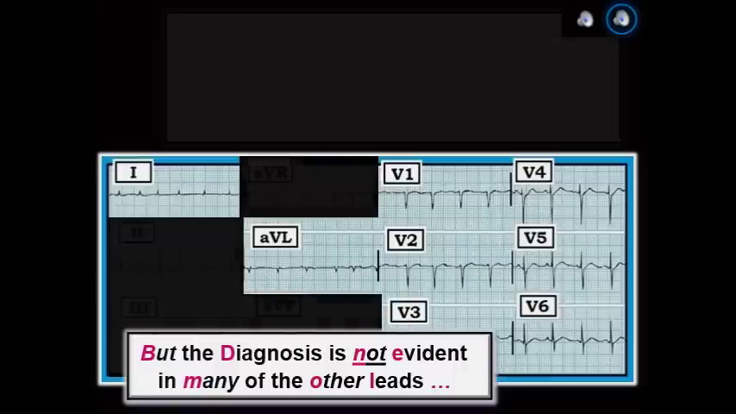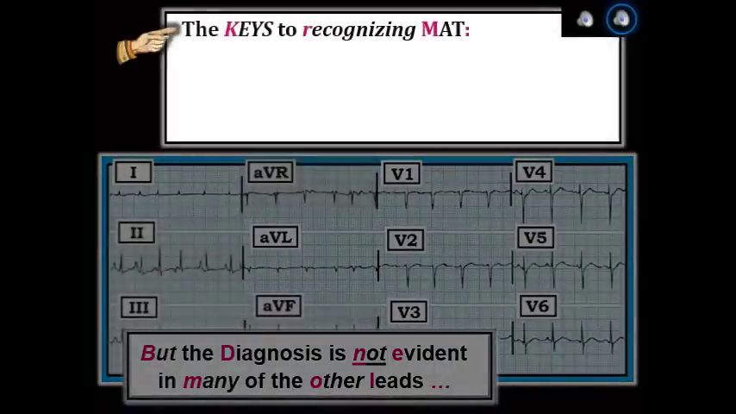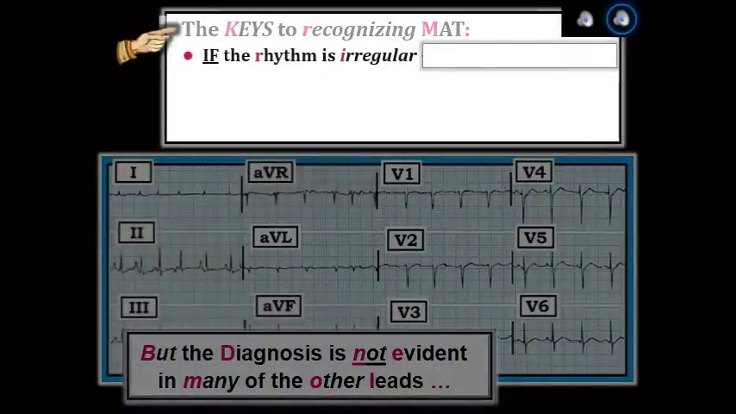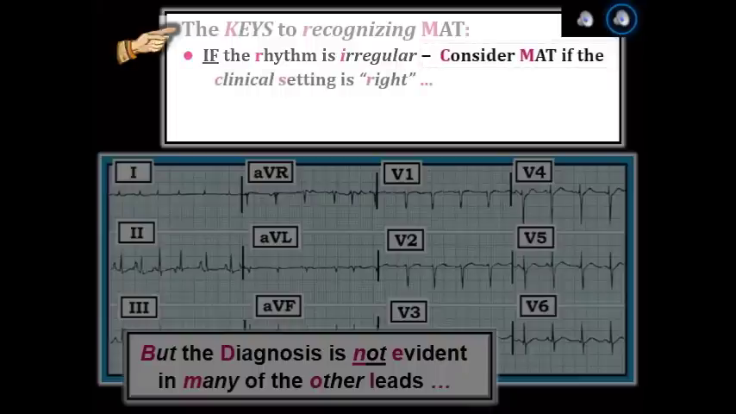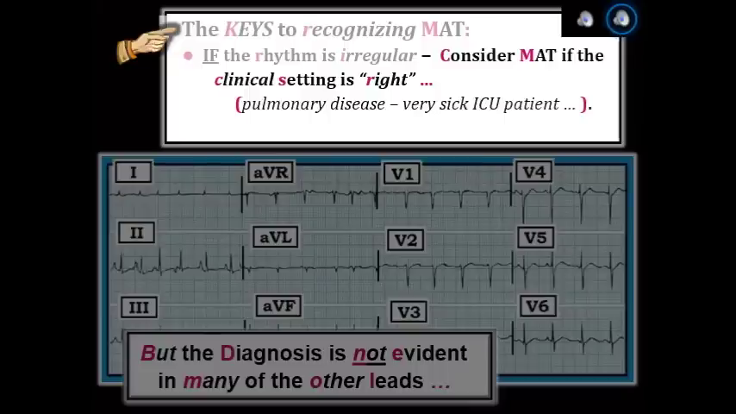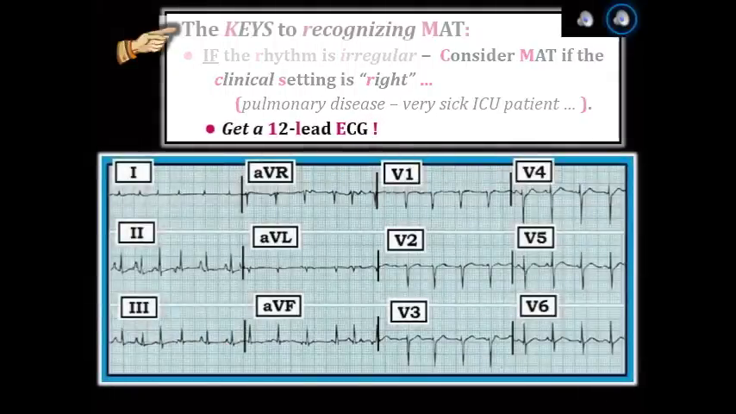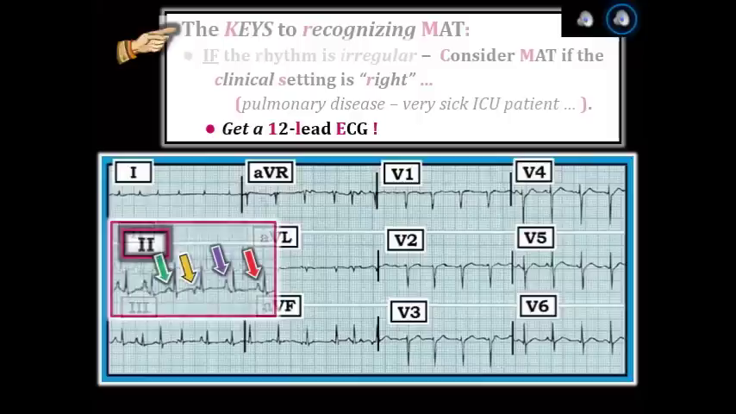The keys for recognizing MAT are the following. First, think of MAT when you see an irregular rhythm in the right clinical setting for MAT, which most often involves a patient with severe pulmonary disease and/or a very ill intensive care patient with multi-system disorders. Then get a 12-lead ECG, since this is the only way that you'll be able to determine if multiple different looking P waves are or are not present on the tracing.